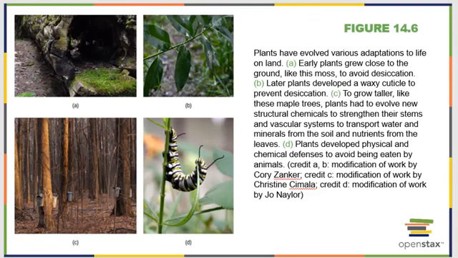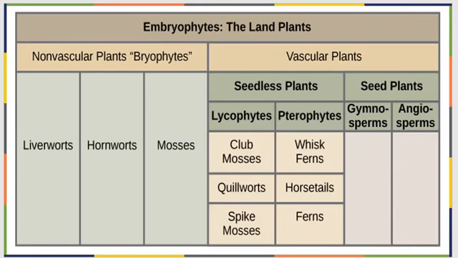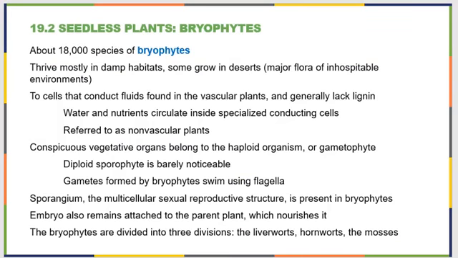When we split up plants, we split them into non-vascular plants and vascular plants. Non-vascular plants are seedless, as are some of the vascular plants. And this is kind of the order in which we're going to study them, going from left to right. Let's start with the bryophytes. There are about 18,000 species of bryophytes. They thrive in really damp, really moist habitats, although some of them are capable of growing in the desert.